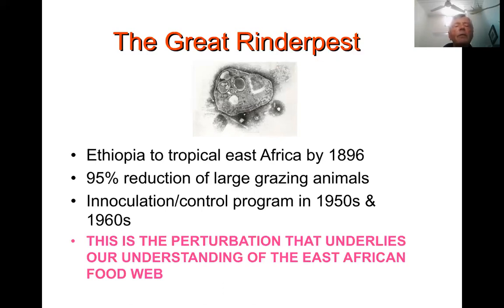And it was this expansion of rinderpest, killing the large animals, and then the removal of rinderpest and the recovery of the large animals that allowed Tony and his associates and many others that worked in this system to understand the dynamics of this food web, the trophic cascade.